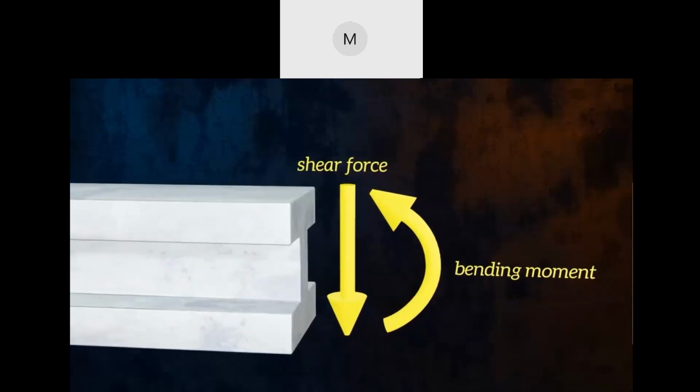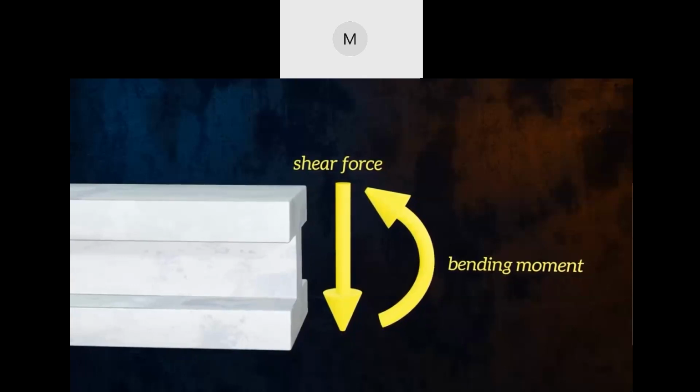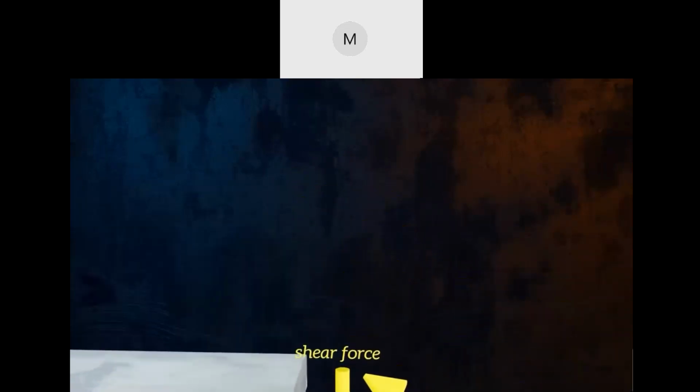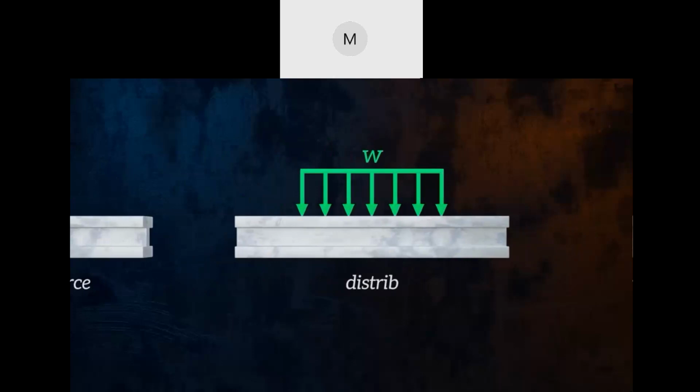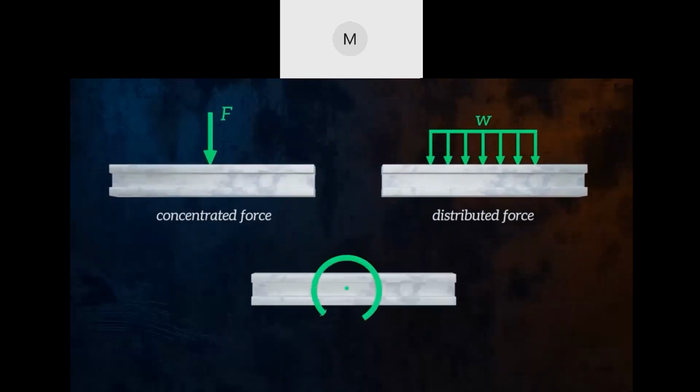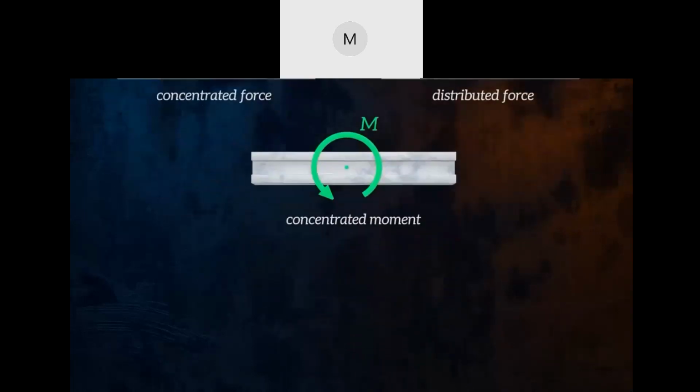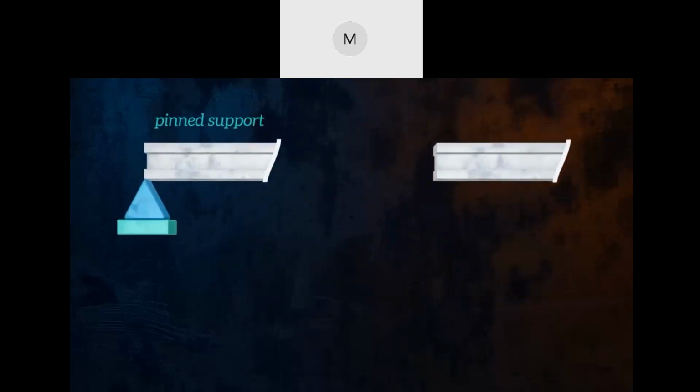Drawing the shear force and bending moment diagrams is just figuring out what these internal forces are at each location along the beam. These resultant shear forces and bending moments will depend on the loads acting on the beam and the way in which the beam is supported. Beams can be loaded in a number of ways, the most common being concentrated forces, distributed forces, and concentrated moments. Beams can also be supported in a number of different ways. They can have pin supports, roller supports, or be fully fixed, which each restrain the beam in different ways.